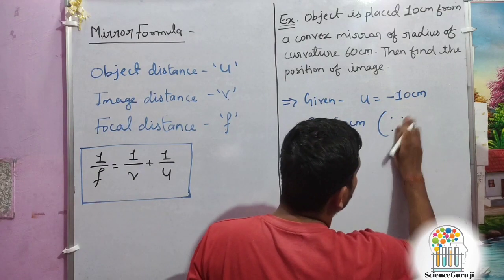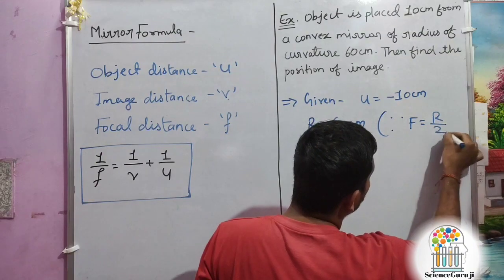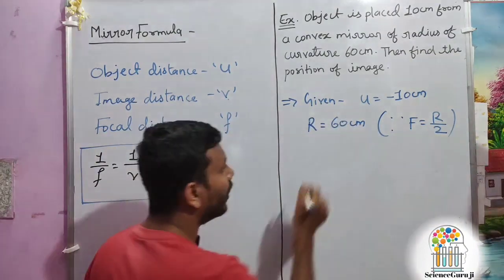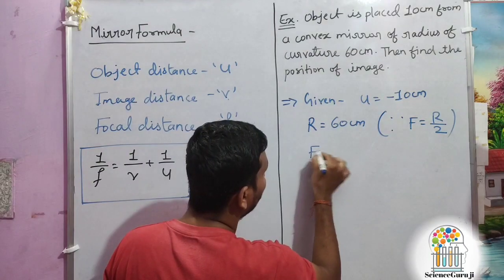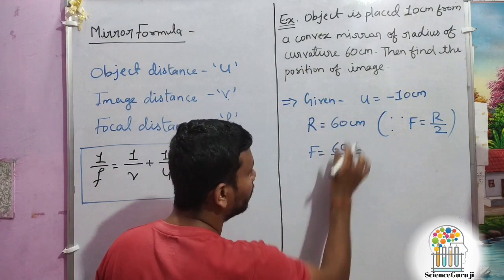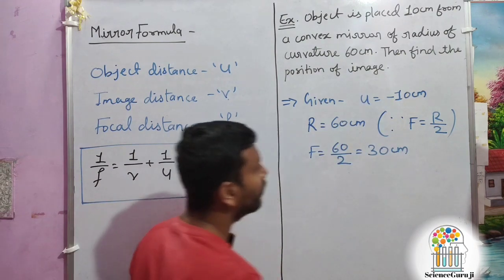Sorry, f is equal to R by 2. So by this formula we can find out the focal length. Here f is equal to 60 upon 2, and 60 upon 2 is 30 centimeter.